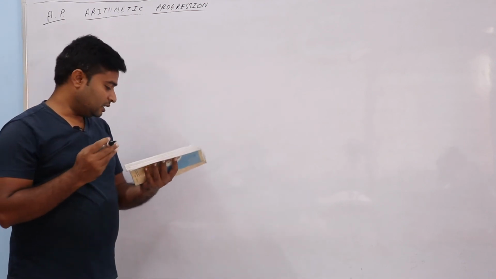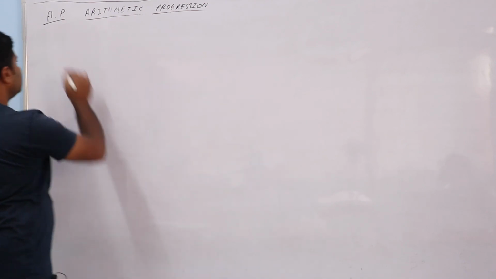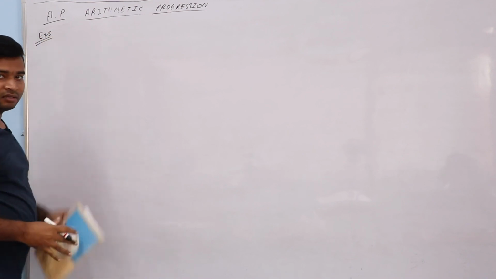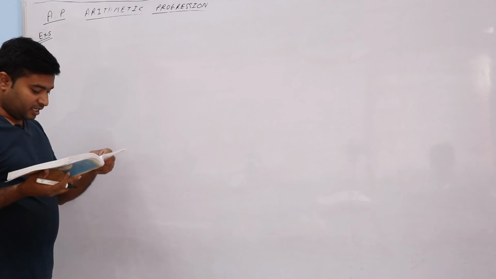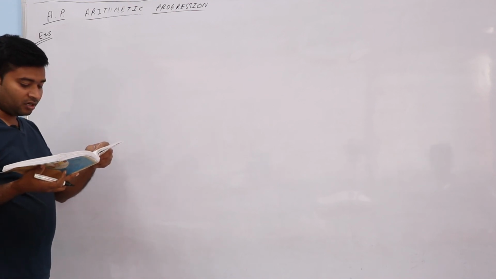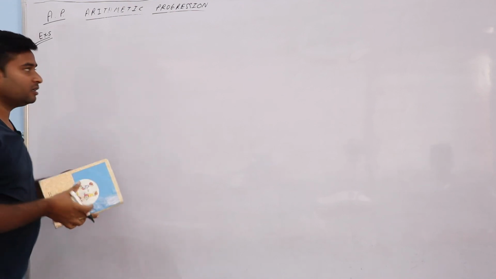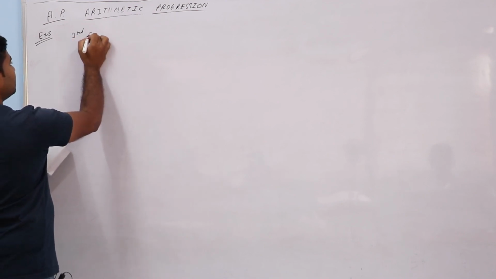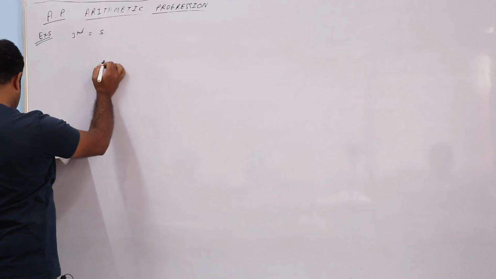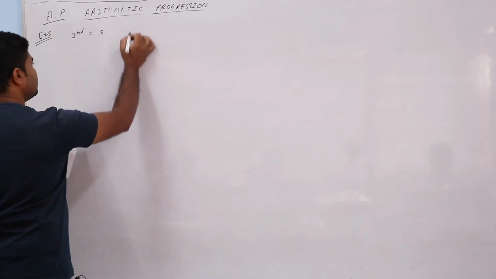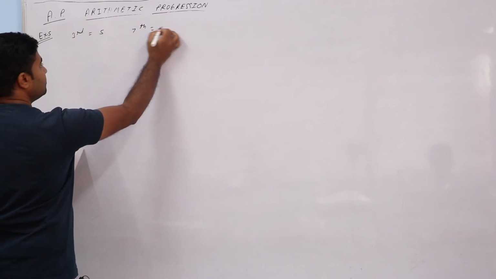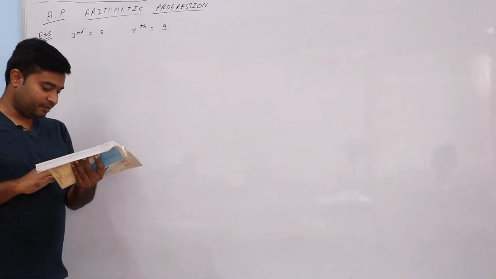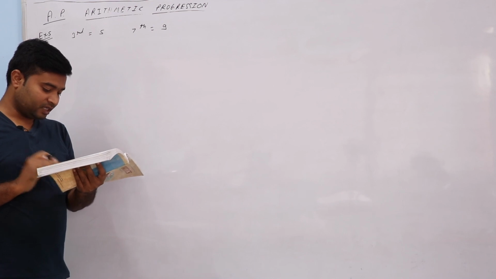Chalo, example number 5. Determine the AP whose third term is 5 and seventh term is 9. Getting? I'm saying to find the AP.